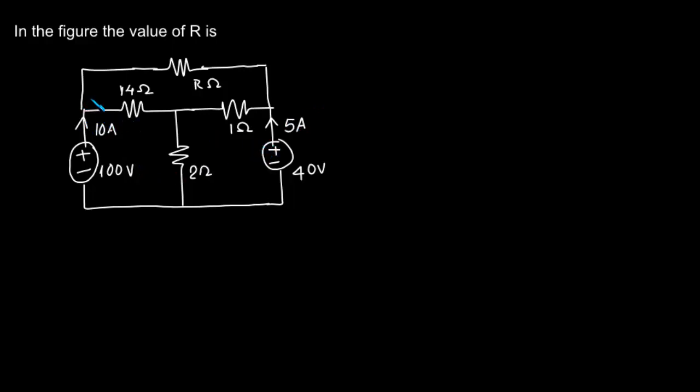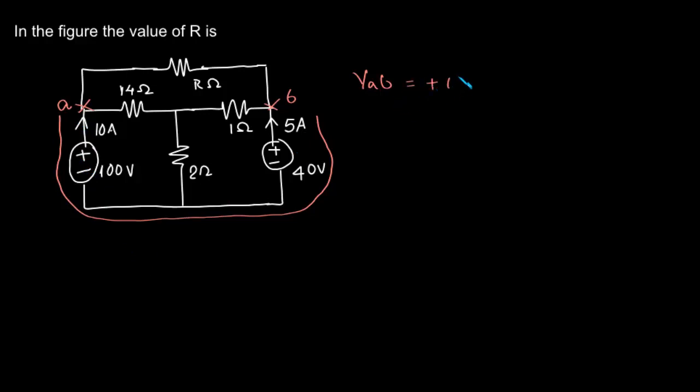Now first we will see what is the voltage across these two points, say this point A and this B. Now what is VAB? We can write the KVL here from here to here. That is, we have 100 volts, here we have minus 40 volts, that is 60 volts appearing across this resistor R, and that is VAB.